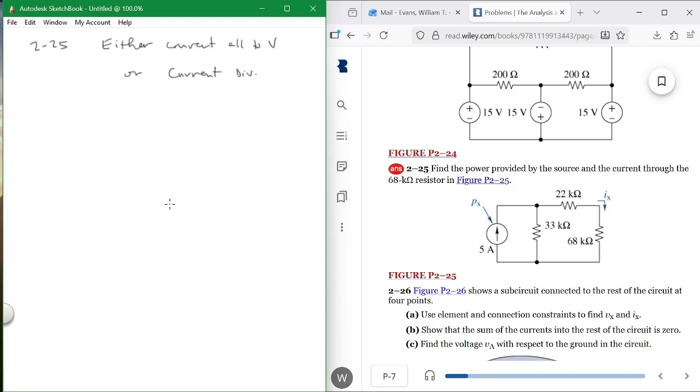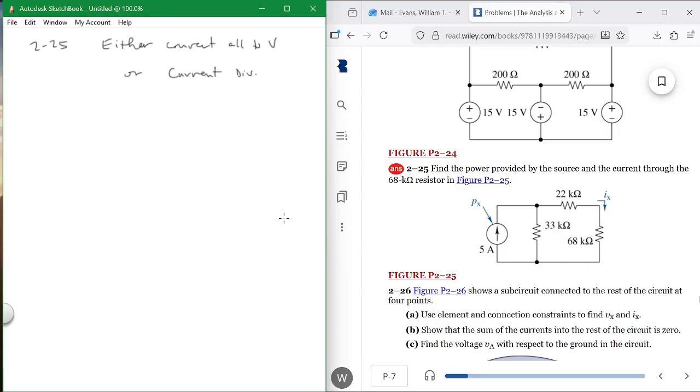But with only 2 elements, current divider isn't quite so bad. Current divider is a mess with 3, 4, 5, 6 parallel resistors. Current divider with 2 resistors isn't as bad. Everybody follow that? 2 is okay, 3, 4, 5, forget about it. So here we have how many paths? 1, 2, which is not so bad.